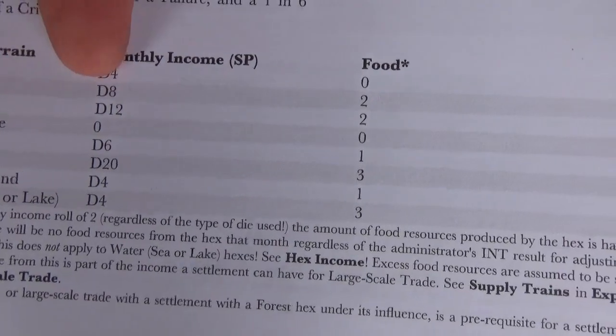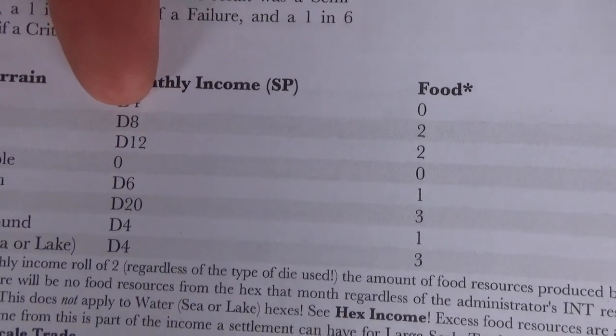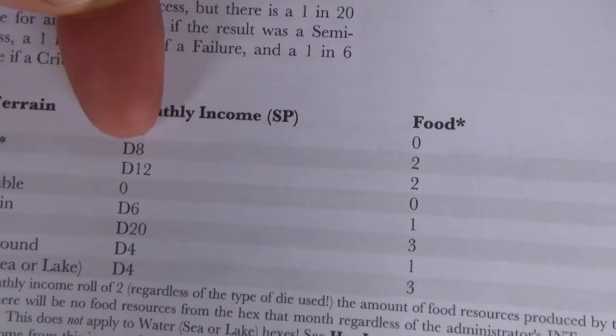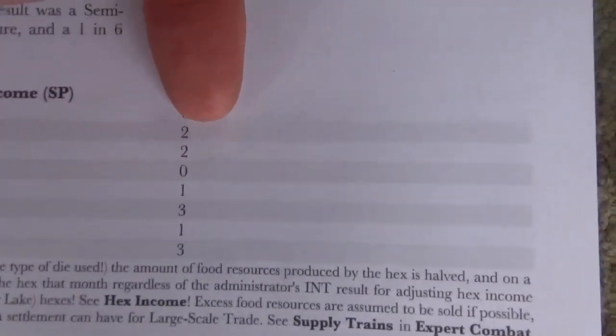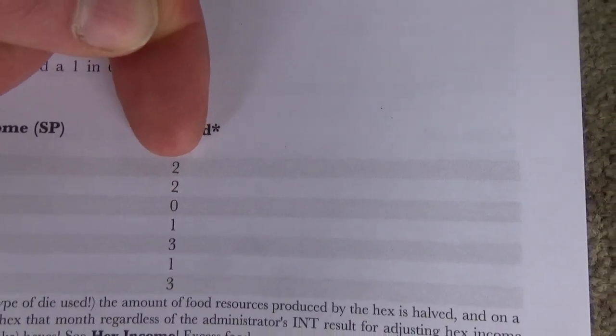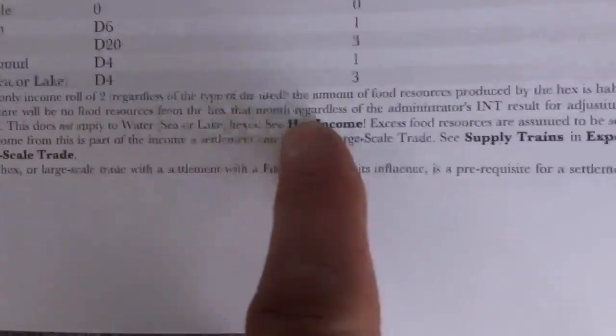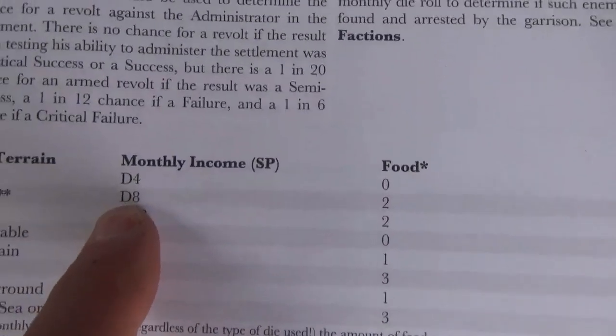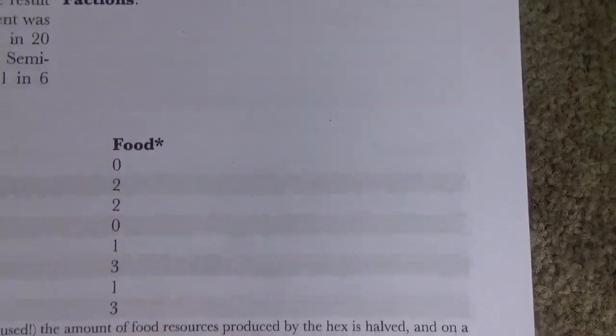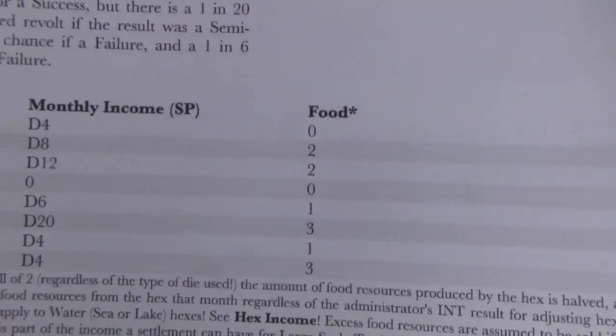So let's say the forest instead. If I roll a 1 income for forests this month, instead of the 2 food, I will get 0, as stated in this footnote. If I roll only 2, then the amount of food is halved, or divided by 2.